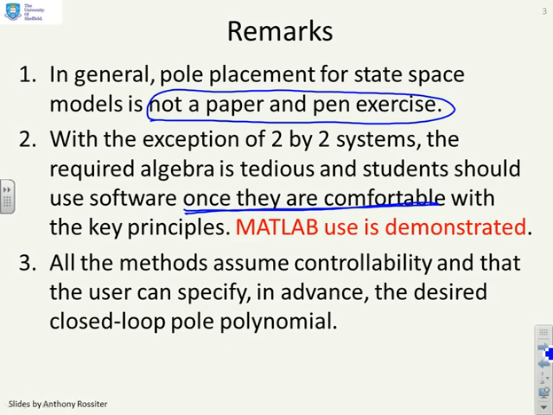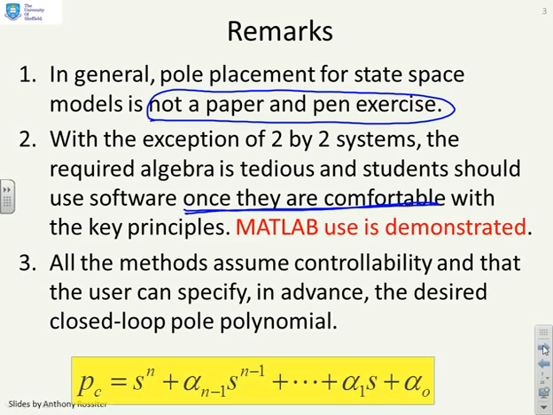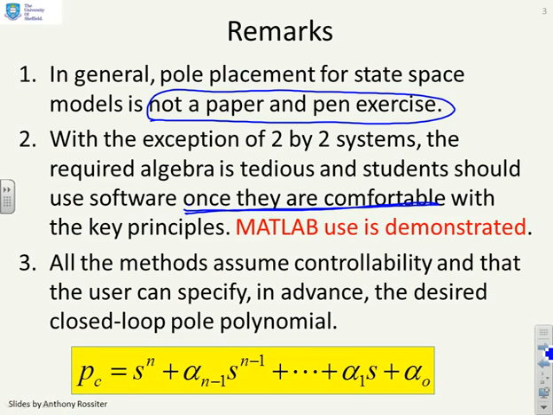All the methods assume full controllability, and so therefore the user can specify in advance what they want the closed loop pole polynomial to be. So you can actually specify PC, and that means you can specify all of these alphas, the coefficients of the closed loop pole polynomial.